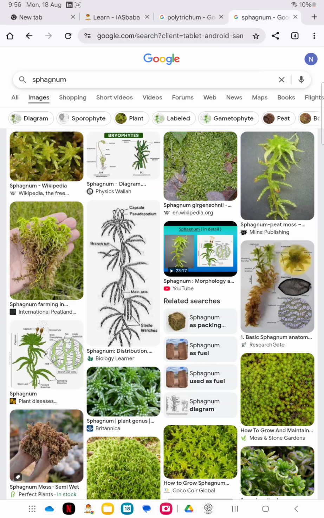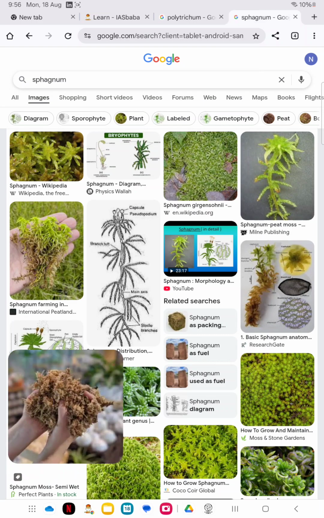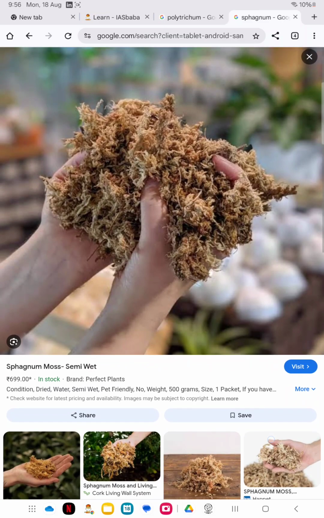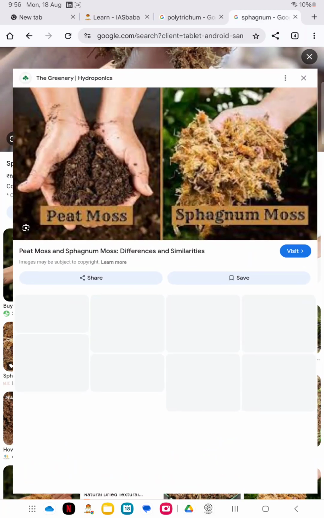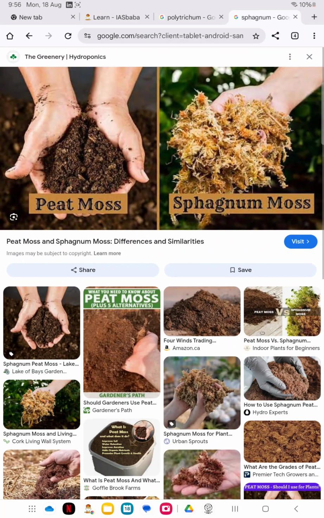It can be used for gardening and all. If it is dry, it looks like this. If it is wet, it looks like this. Sphagnum is converted into peat moss for the use of gardening.